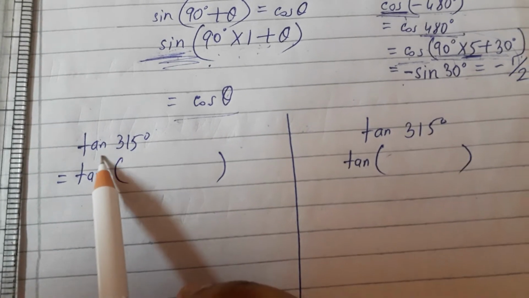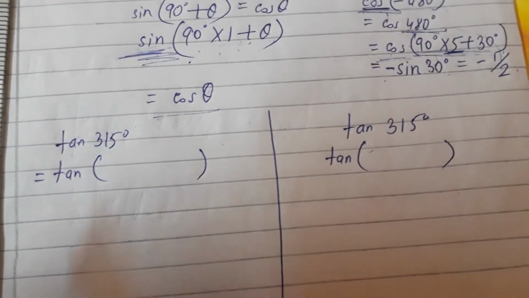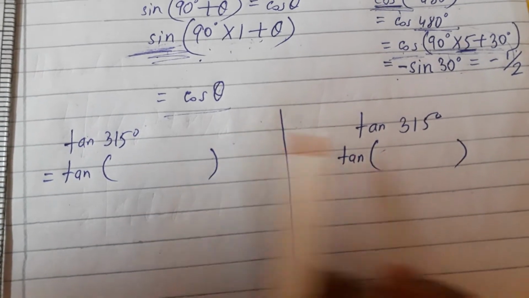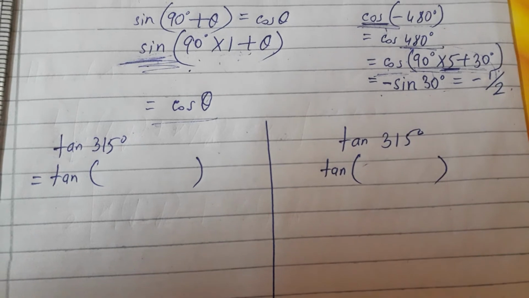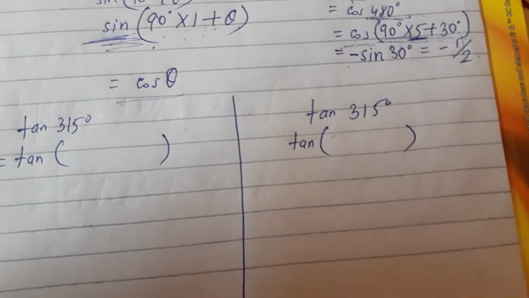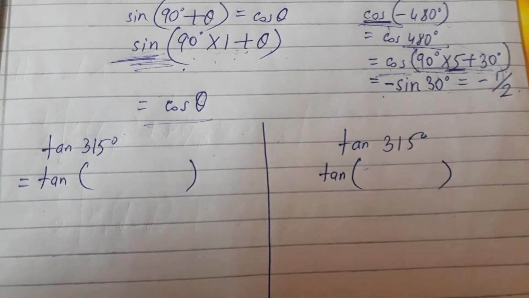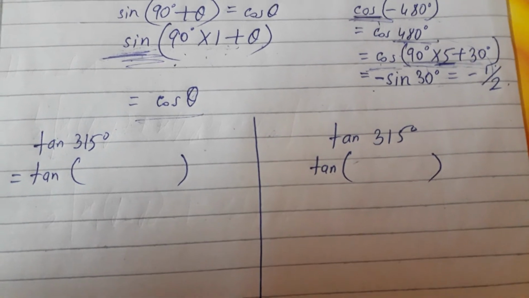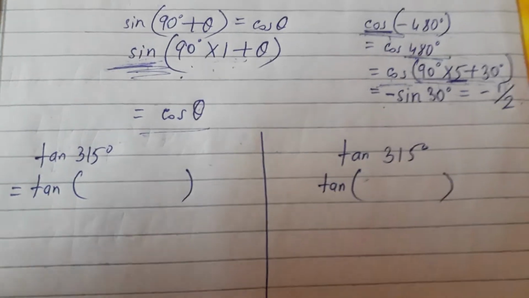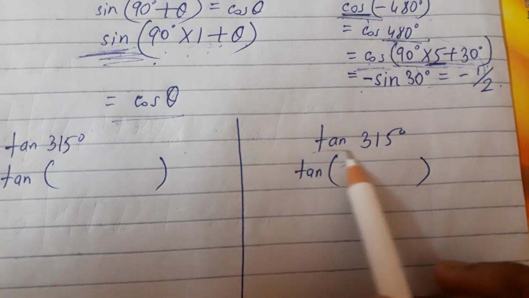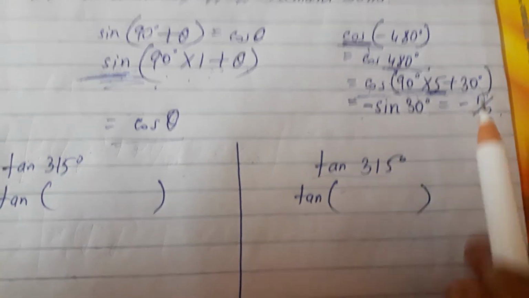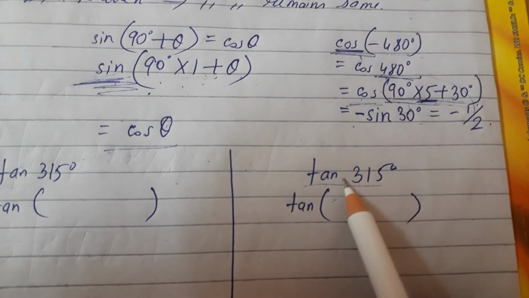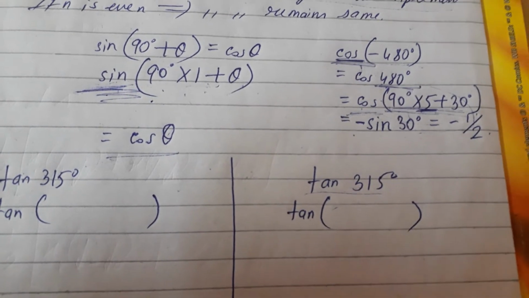Next you have to find the value of tan 315 degree. You can find the value of this tan 315 degree in two ways. You have to do only one, but I am showing you both the ways so that it will be very clear to you. Suppose tan 315 degree is given. First you have to expand this angle, this 315 degree.